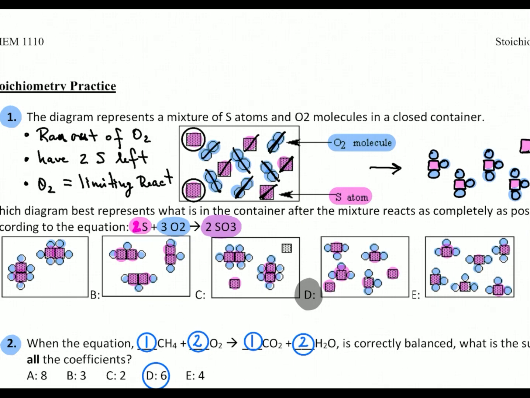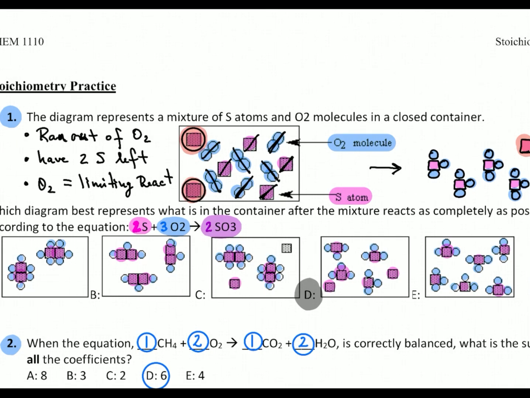So we took 2 sulfurs, and then we took 3 O2 molecules. We combined those together, and we quickly made 2 SO3s. So we went through once, and we made 2 SO3s. We went through again, we made 2 SO3s. But when we tried to go again, we found that we did not have enough of the O2, and we ended up with these 2 sulfur atoms left over as excess reactant. And the thing that limited how much product we could make was the O2, because it's the thing we ran out of first.